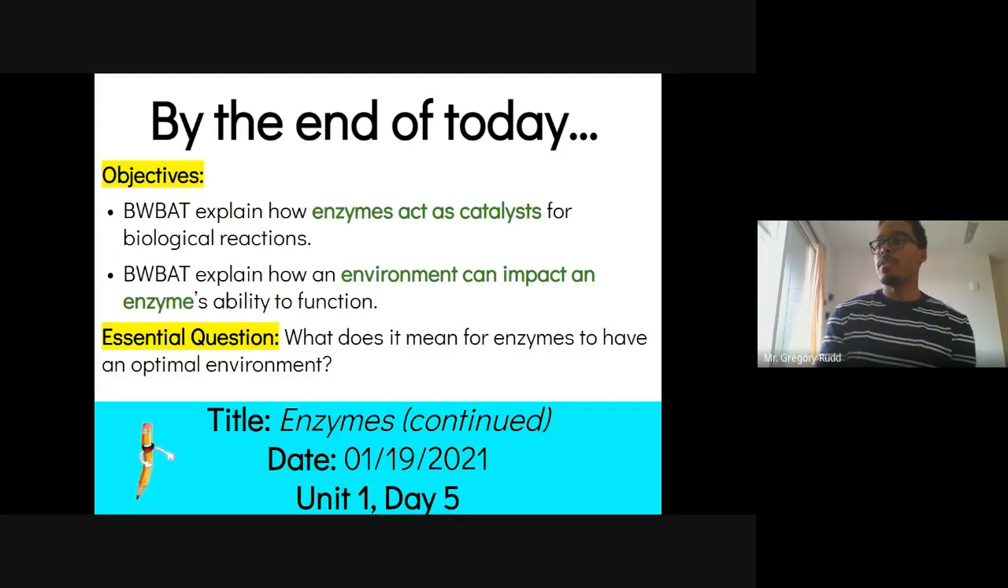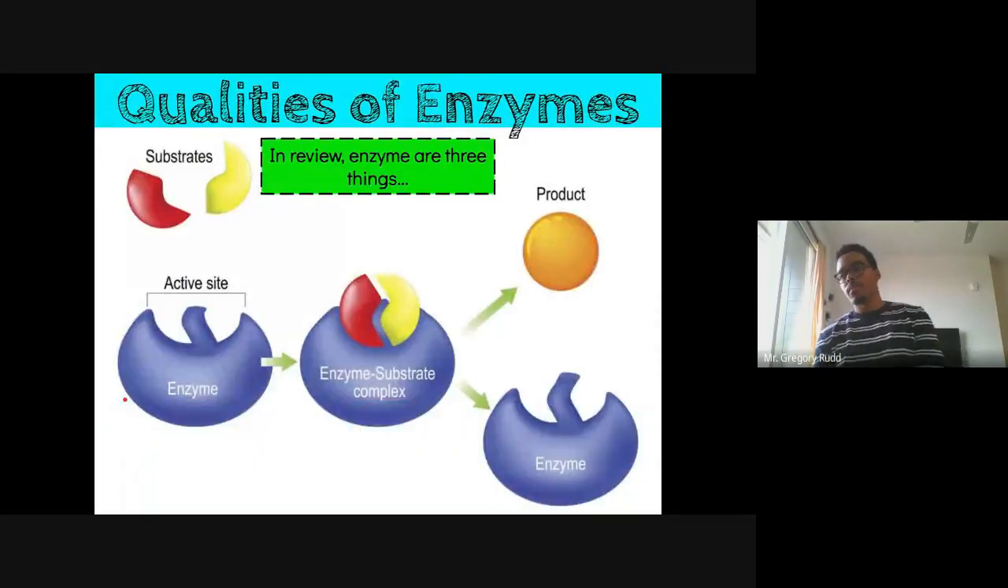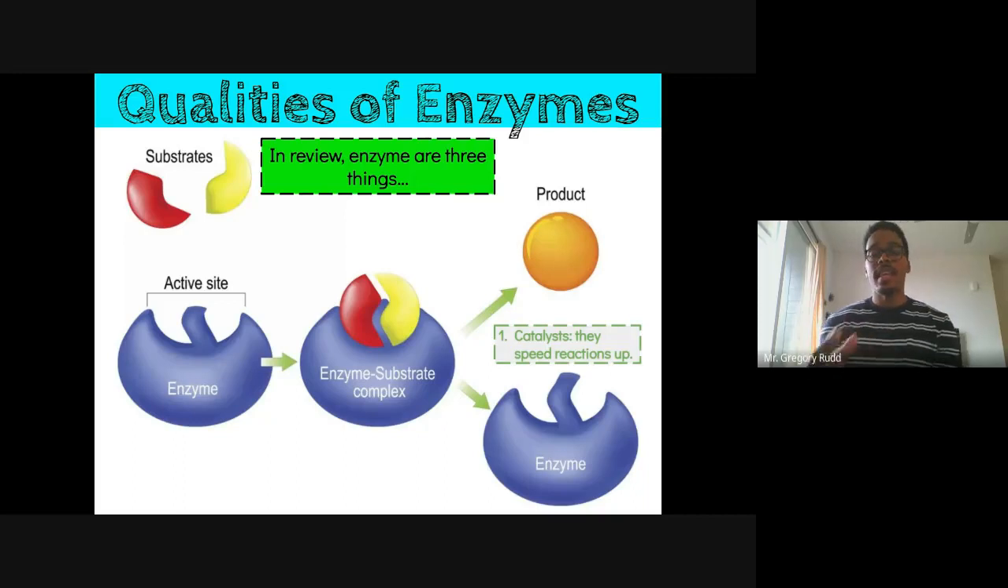All right, let's go ahead and jump into it. So we saw this slide at the end of our lesson on Friday after we had introduced enzymes. And I told you that in review, enzymes are three things. Number one, they are catalysts, which means that enzymes speed reactions up. They take reactions that would normally happen on their own, and they help those reactions to happen with less energy required and in less time. And we're going to see a graphic representation of that today.